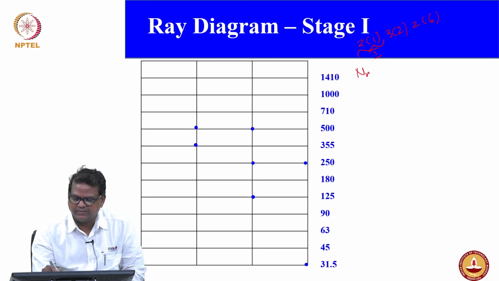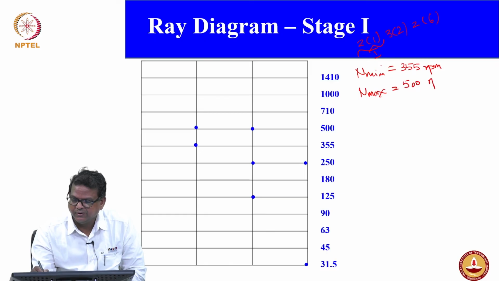your minimum speed, what is it? Minimum is 355 rpm, maximum is 500 rpm. Okay. The question is, do we need to follow I max and I minimum for the first stage?